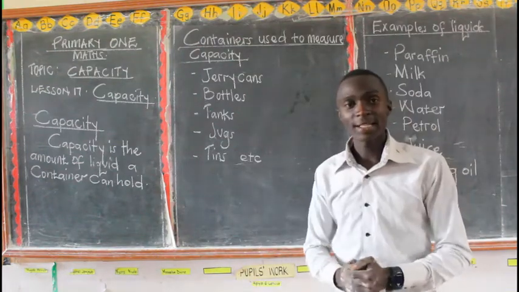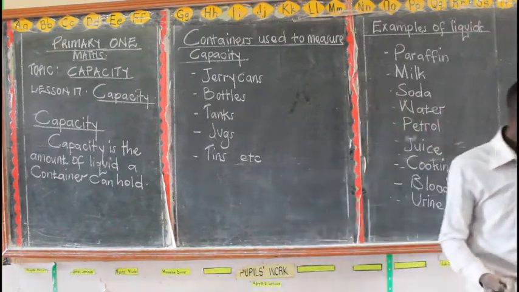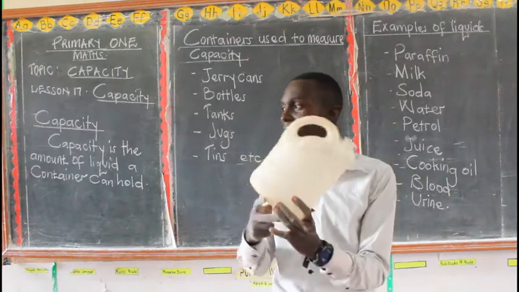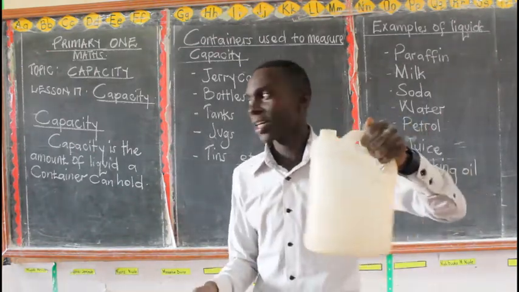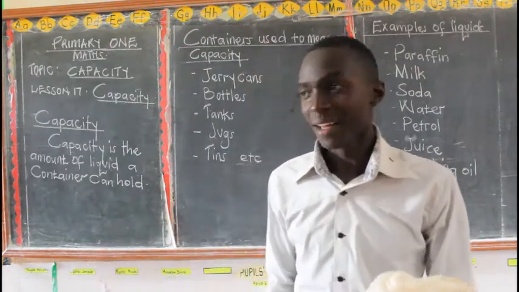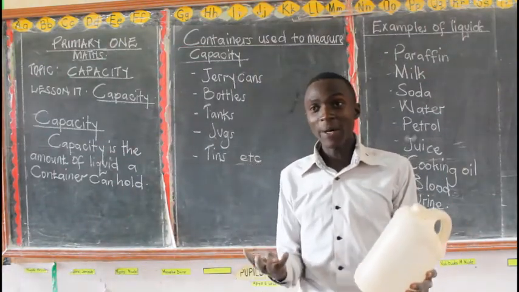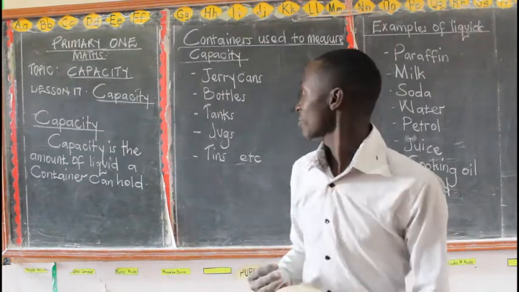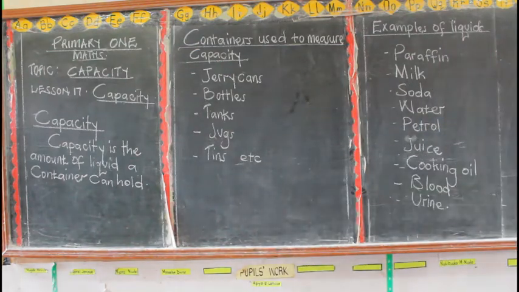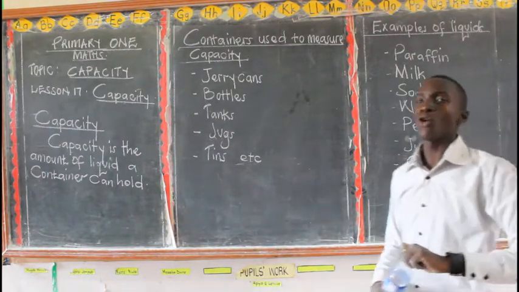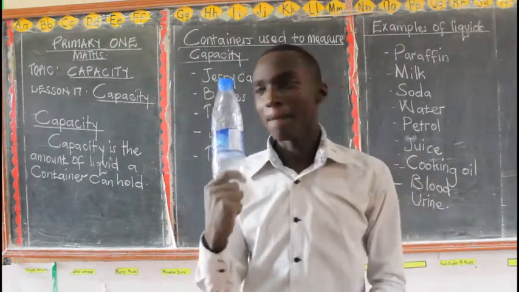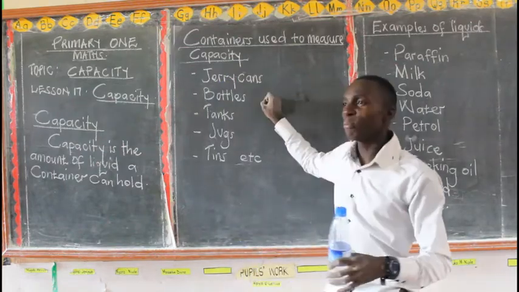We see examples such as jerry cans. Hope you know jerry cans. I do have an example of a jerry can here. This is my jerry can. It is used to measure capacity. When I talk of capacity, I mean liquids. Another one where liquids can be put, we do have what we call bottles. This one is a bottle. We do have jerry cans, we do have bottles.